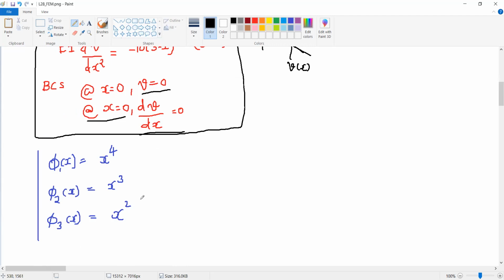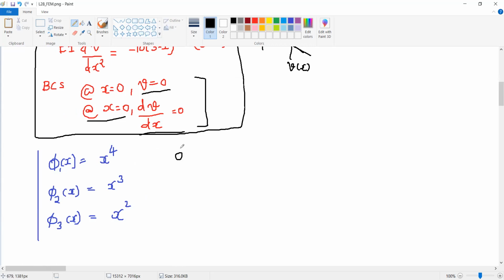What is the requirement on these trial functions? These trial functions need to be admissible. That means they must satisfy these boundary conditions, and trial functions must be linearly independent. None of the trial functions can be expressed as a linear combination of the other trial functions. Satisfying both these conditions, let me choose phi1 of x as x raised to 4.